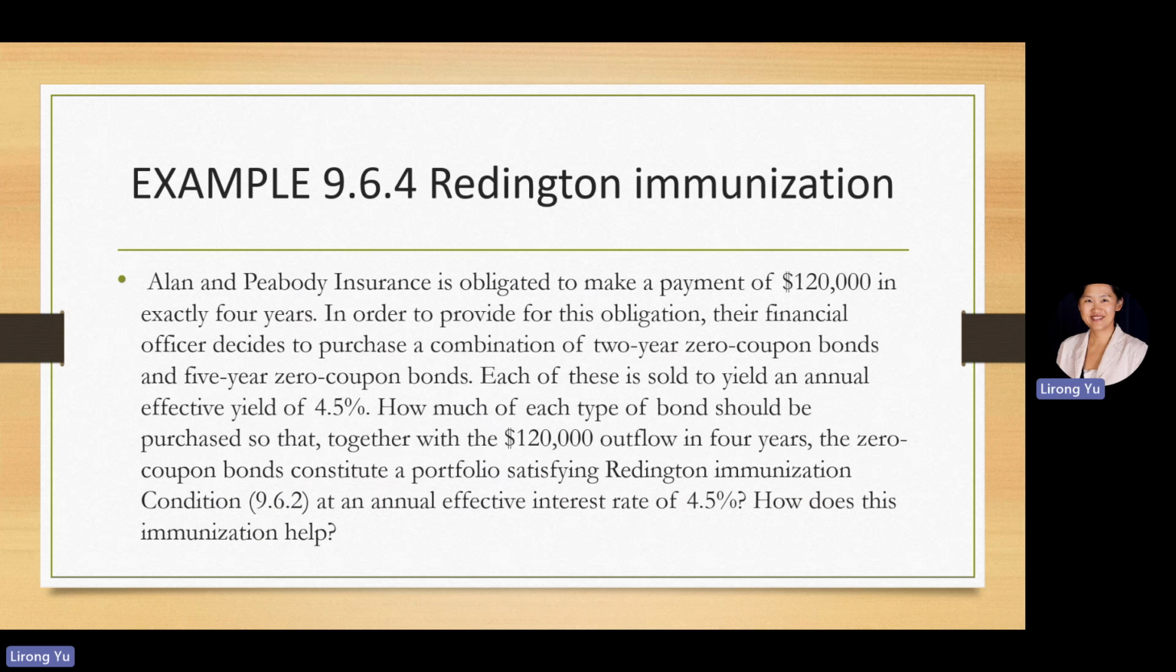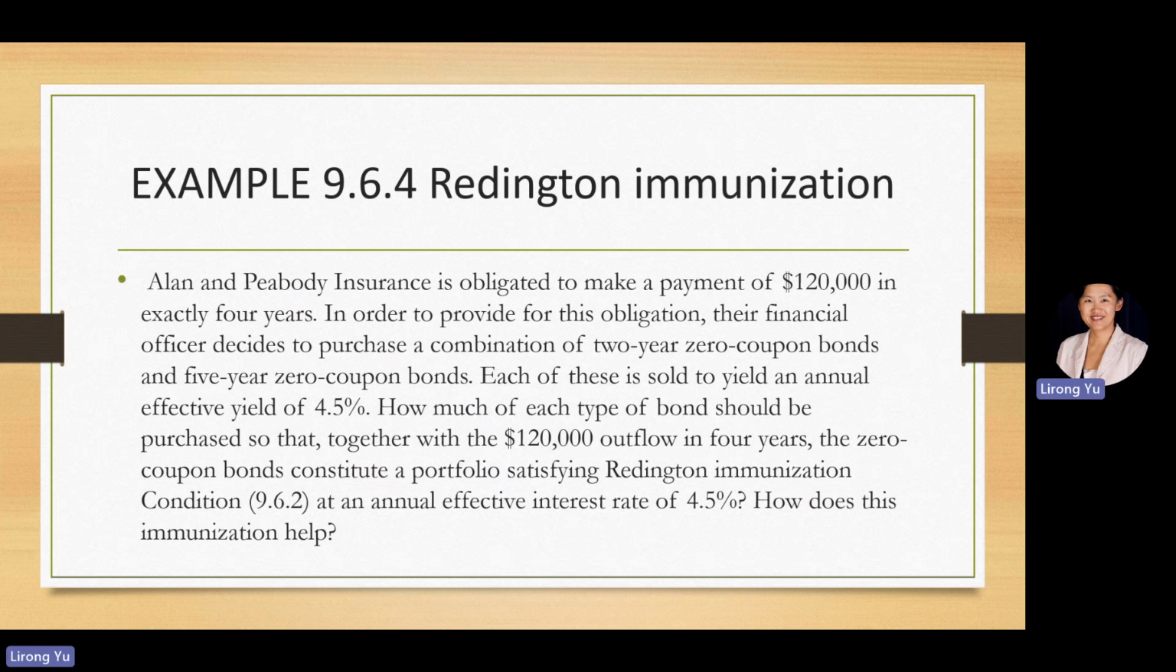In order to provide for this obligation, their financial officer decides to purchase a combination of 2 year zero coupon bond and 5 year zero coupon bond. Each of these is sold to yield an annual effective yield of 4.5%. How much of each type of bond should be purchased so that together the 120,000 outflow in 4 years and the zero coupon bonds constitute a portfolio certified Redington immunization, Condition 9.6.2, at annual effective rate of 4.5%.